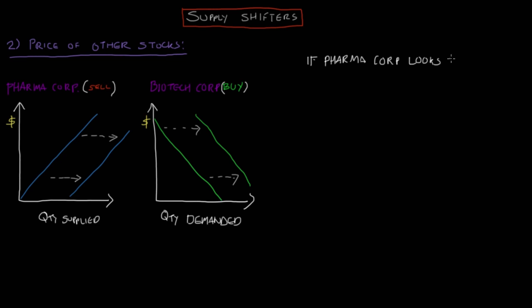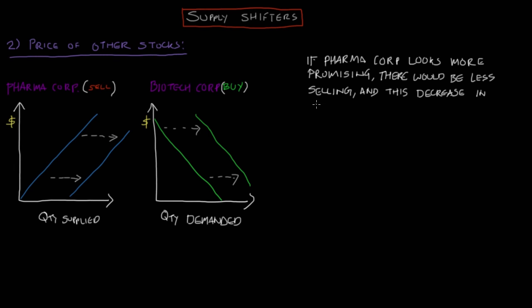But if PharmaCorp stock looks promising, you might decide to refrain from selling because the shares have a positive perceived value at the current moment. So the supply curve may shift to the left due to a reduction in selling.